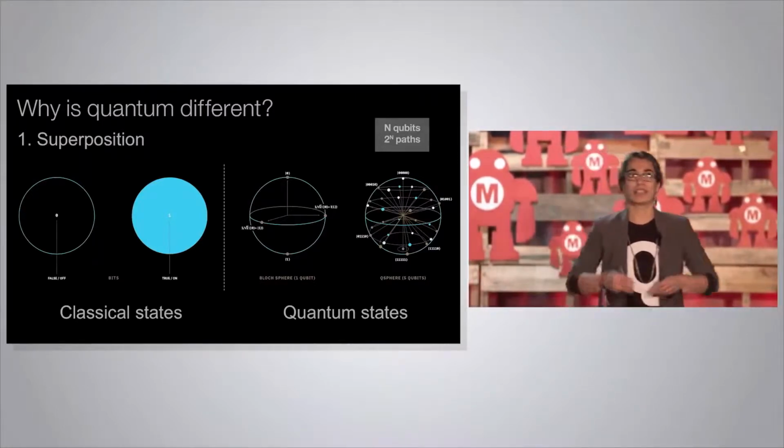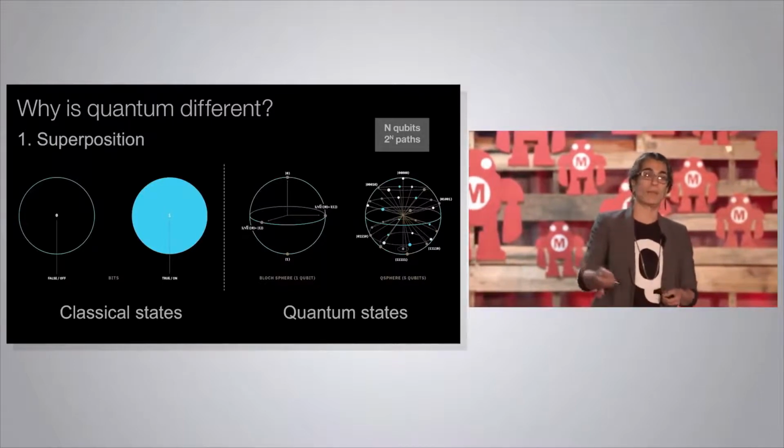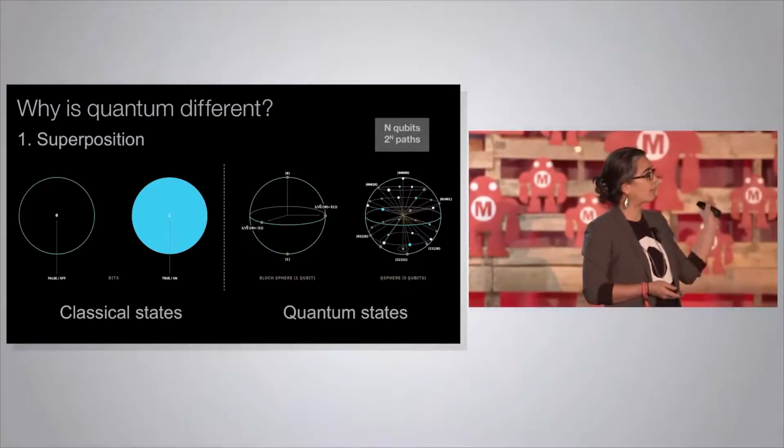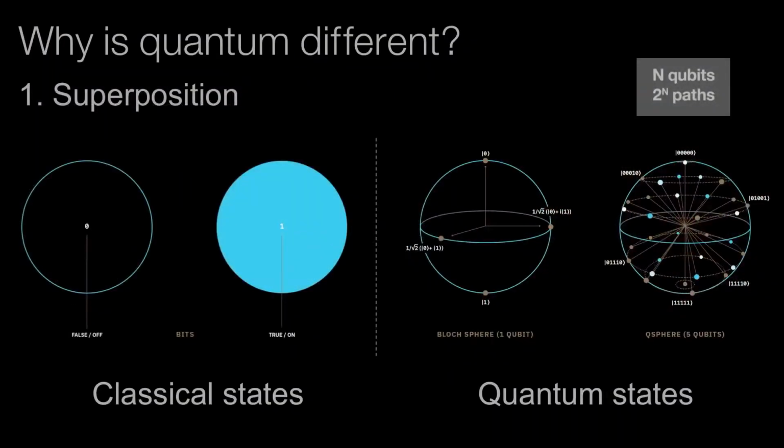So the possibility space you can explore is much more interesting and complex in quantum information. The diagram on the right is showing you a superposition of 5 qubits, right? So you can be in a superposition of 32 states. So superposition is the first thing.